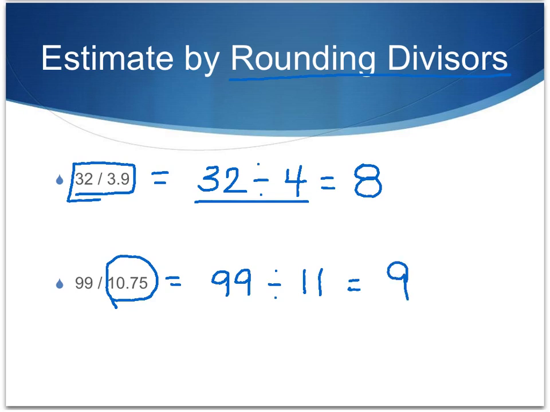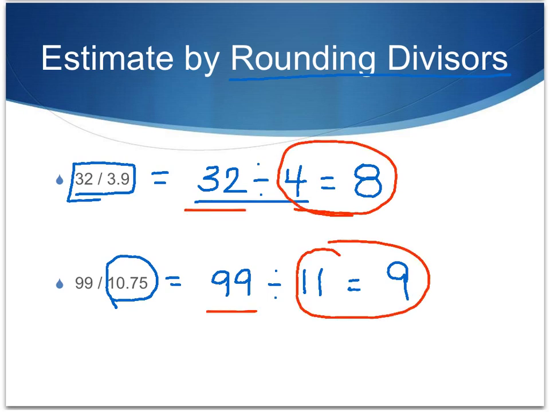Again, notice how this all generates around basic facts. When you take a look at the first one, we had 8 times 4 would give me 32. 11 times 9 is 99. So I'm using my knowledge and memory about my basic facts to help me create these answers for compatible numbers.